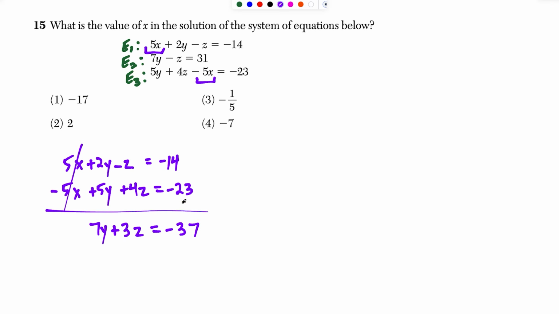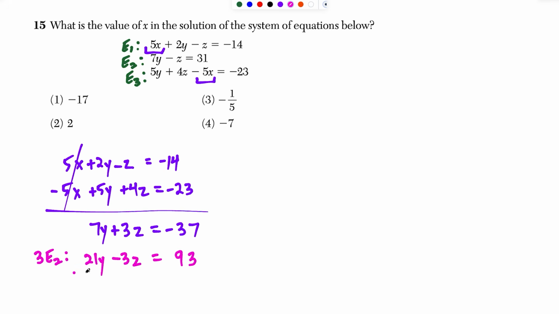Okay, and then from here we have this nice equation, and we could use this equation with equation 2 now to eliminate the variable z. So what I'm going to write just underneath it here, I'm going to put 3 times equation 2. Okay, so 3 times equation 2, I'm going to write over here. And if I multiply everything here by 3, I get 21y. I get 3 times negative z is minus 3z. And then I get 3 times 31 is going to give us 93.